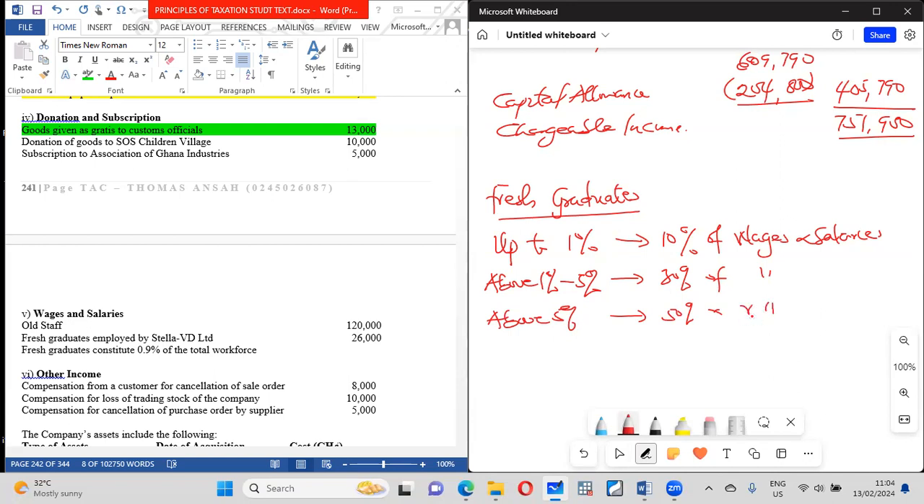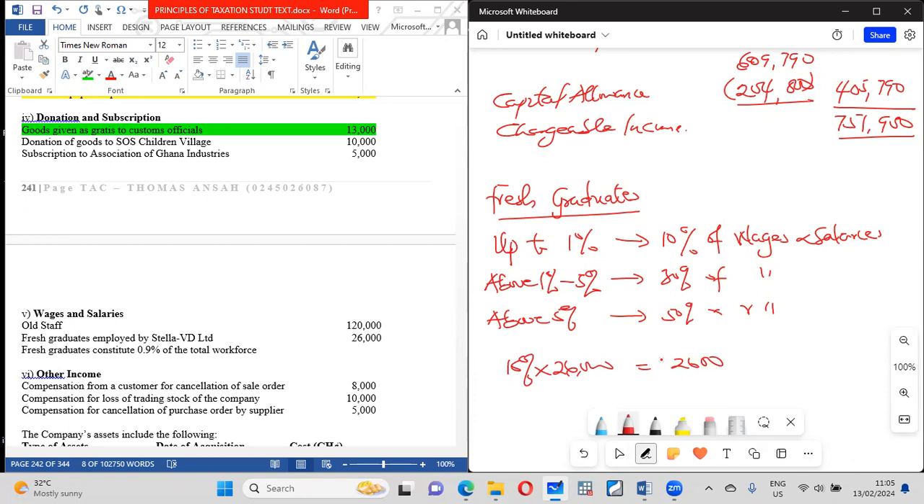So in this question, we are fortunate there is a fresh graduate, and the question is telling us that they are not up to 1%, it's 0.9. Okay, so what is going to happen? Since it falls here, you compute 10% of the wages and salary. 10% of 26,000 will be 2,600.